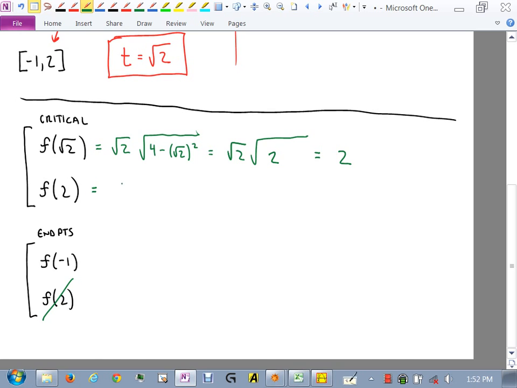Now you plug 2 in. 2, square root of 4 minus 2 squared. 4 minus 2 squared is 0. So this is just 0. And then lastly, -1 square root of 4 minus -1 squared. -1 squared is 1. 4 minus 1 is 3. So this becomes -√3.